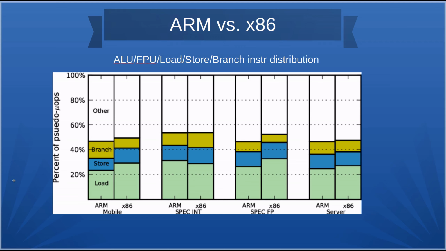And you can see it here when we compare ARM and x86. You can see that for the same amount of work, ARM needs fewer load and store instructions than x86. x86 needs much more load and store instructions, and this is due to fewer available registers.